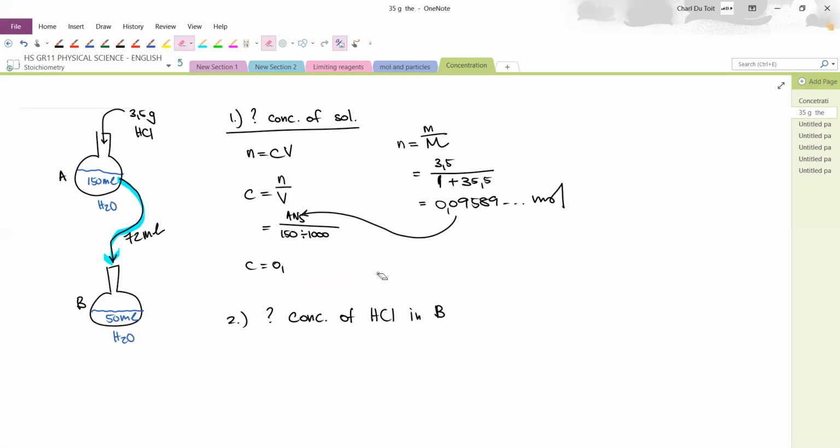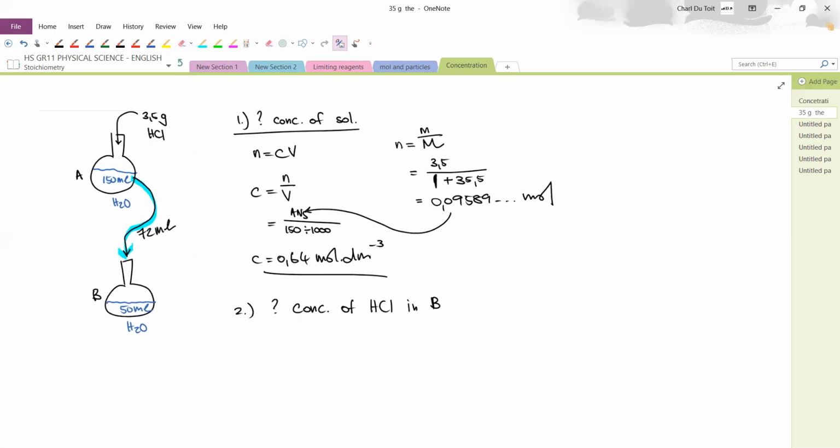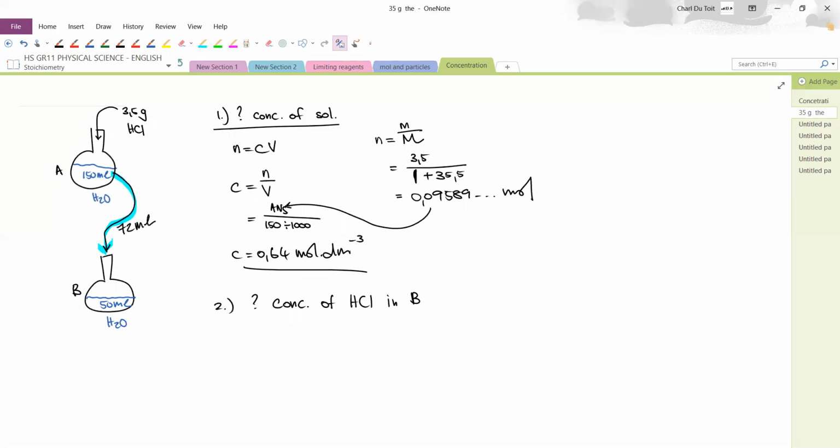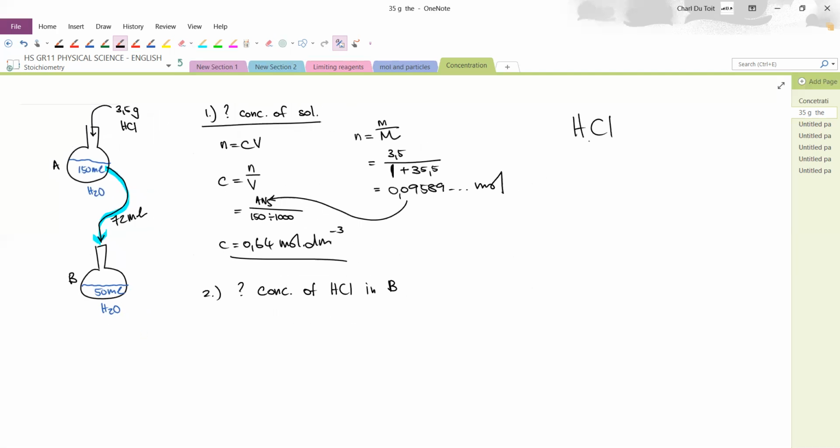So it's answer divided by 0,15. We have a decimal problem there. That's 0,64 mole per cubic decimeter. I don't know why I added 2. I wrote a 2 there. It's hydrogen chloride, and that's only 1H. I don't know why I wrote 2 there.